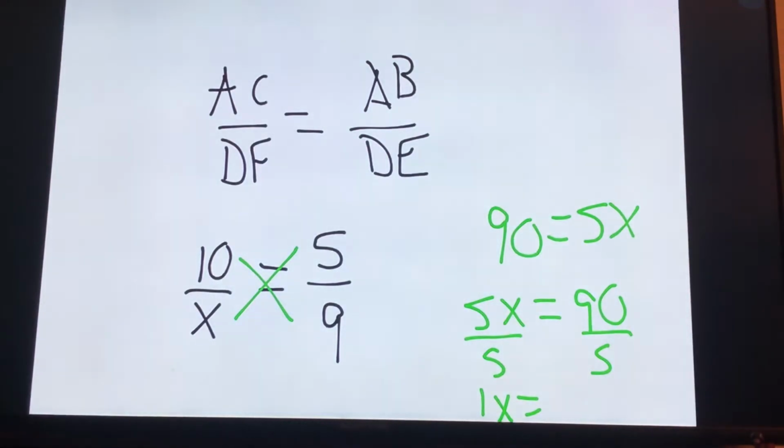So that means we now know the side of what? X. So it is 18. And guess what, guys? That is your answer.